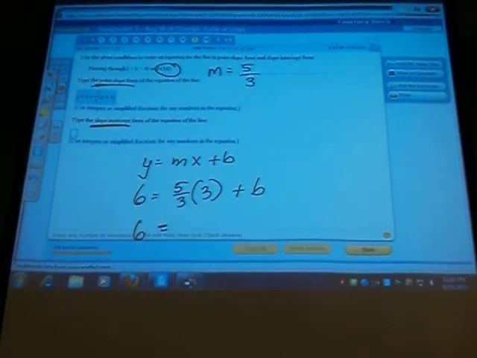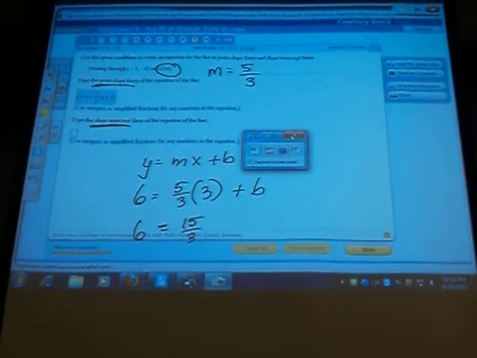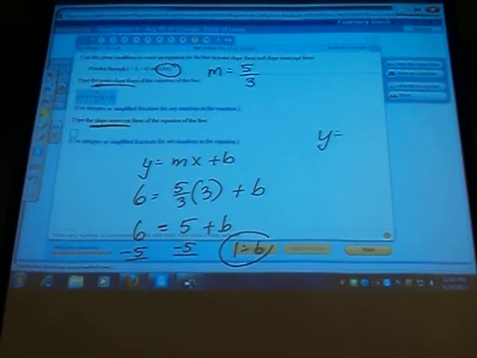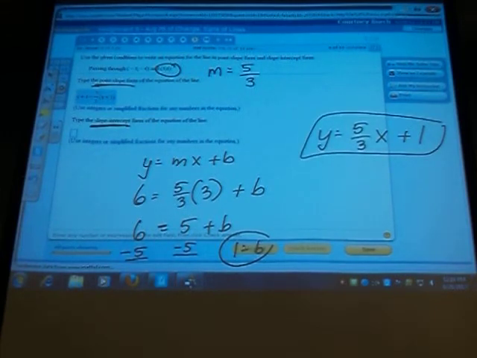Alright, so 5/3 times 3 would be 15/3, which is 5. So that's kind of nice. 15 divided by 3 is 5. And then this one's kind of easy because b ends up being just +1 for me. Okay, so my final answer here would be y equals 5/3 x plus 1. Okay, that's my slope intercept form.